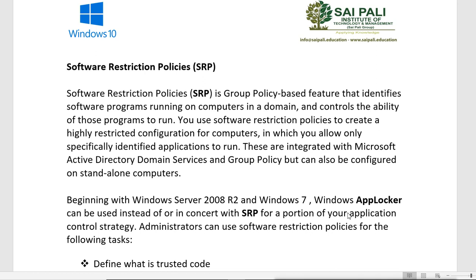configured on standalone computers. So basically this software restriction policy is for the domain environment where you can control the applications on the domain. That means if you are having 100 machines in the domain, you don't have to go to each and every machine to control the applications. We can control it from the domain controller, and from the domain controller we create the group policy object, and from there we can manage the restriction of group policies. But also we can do it for the standalone machine. If we are not having a domain, then we can also configure it in the workgroup environment, and we can configure it on the standalone computer.